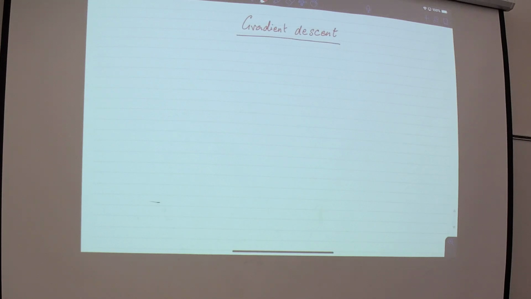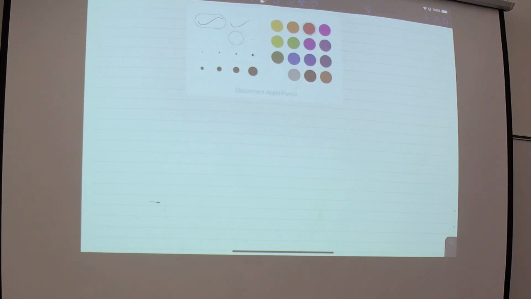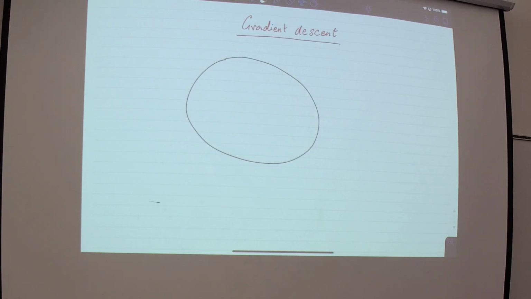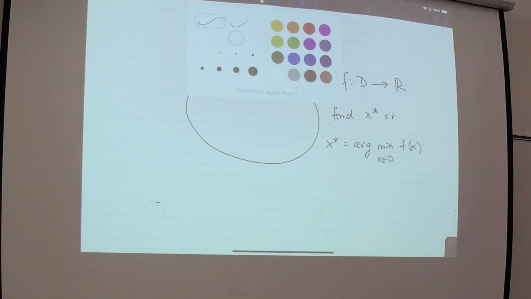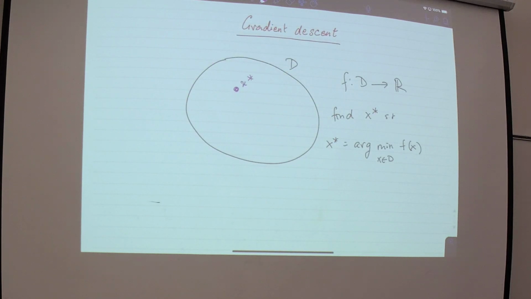So let's think about the following problem. We won't go to gradient descent directly, because that's really a solution. Let's first ask ourselves, what is the problem we're trying to solve? The usual problem is you have some domain, which we'll call D, and you have some function defined on D that maps to the reals. The goal is to find x star such that the function is minimized. That's just a fancy way of saying find the point that minimizes the function. Maybe that point is somewhere here.